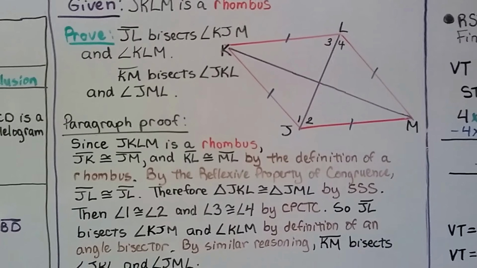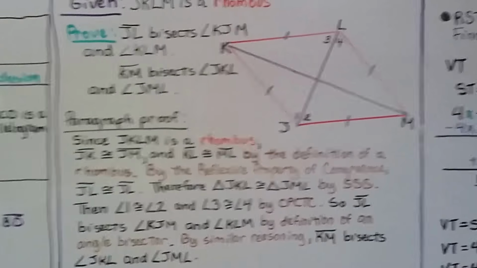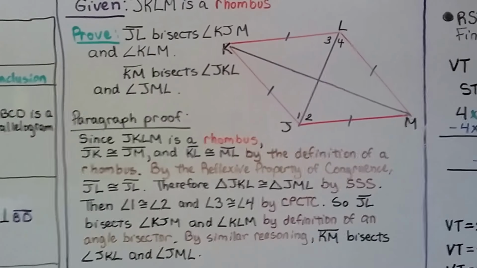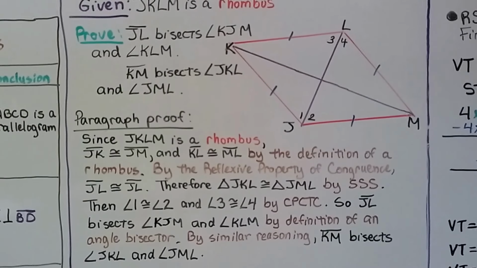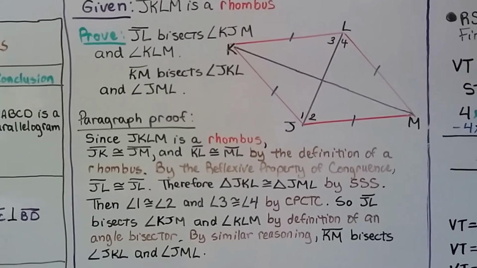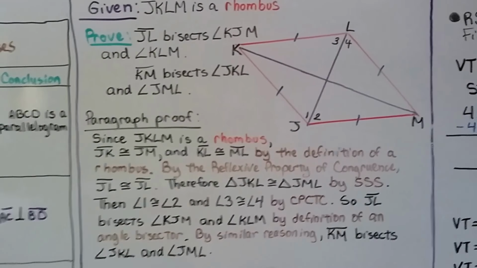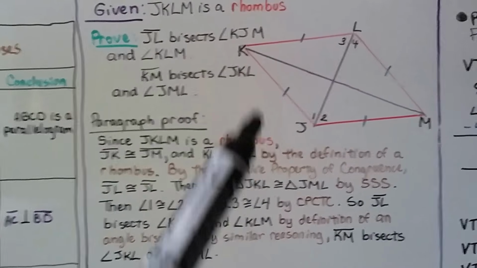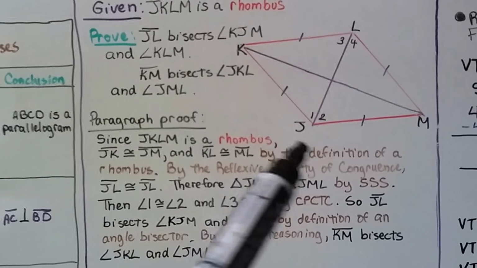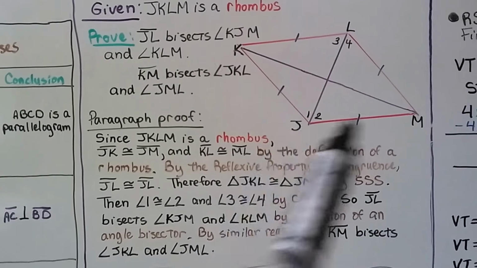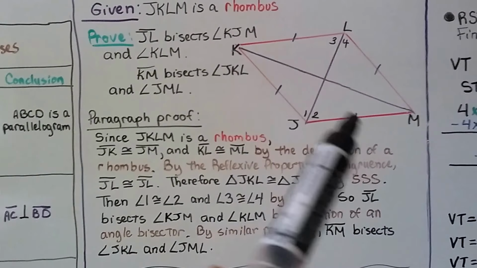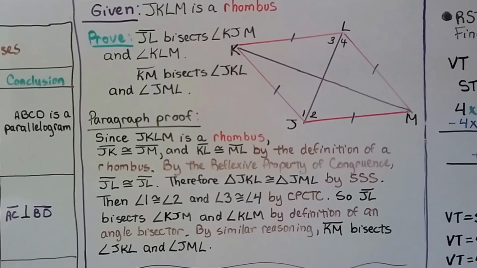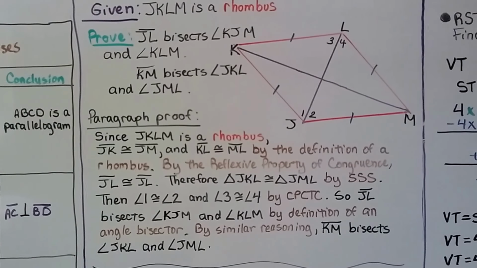So here's our paragraph proof, and I hope you can follow me. Remember, I always write my reasons in brown, okay? So the statements are in black and the reasons are in brown. Well, since JKLM is a rhombus, then JK, this one, is congruent to JM, this one. See, all the sides are the same length, they're congruent. And KL, this one, is congruent to ML, this one. That's by the definition of a rhombus.